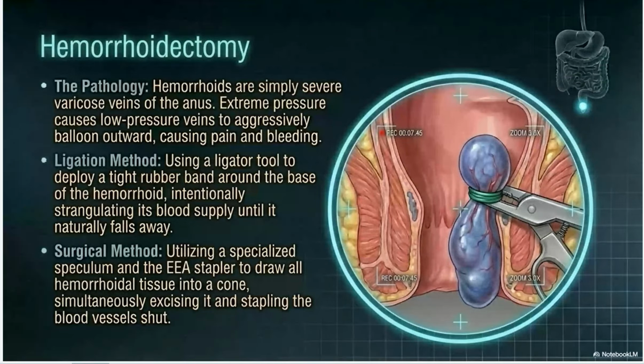Hemorrhoidectomy. This slide discusses hemorrhoids and the surgical procedures used to treat them. Hemorrhoids are swollen veins located in the lower rectum and anus. They develop when increased pressure causes the veins to enlarge and become inflamed. Common causes of hemorrhoids include chronic constipation, prolonged sitting, pregnancy, and straining during bowel movements. Symptoms can include pain, itching, swelling, and rectal bleeding.